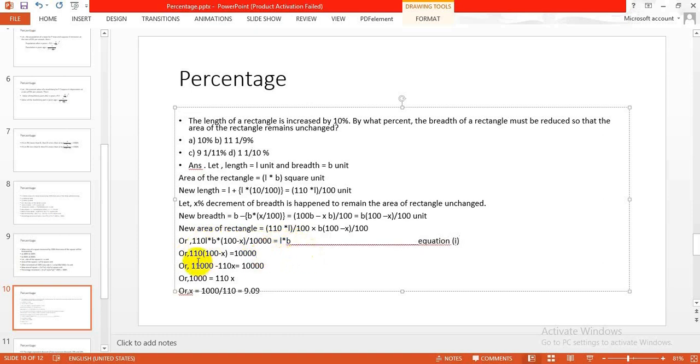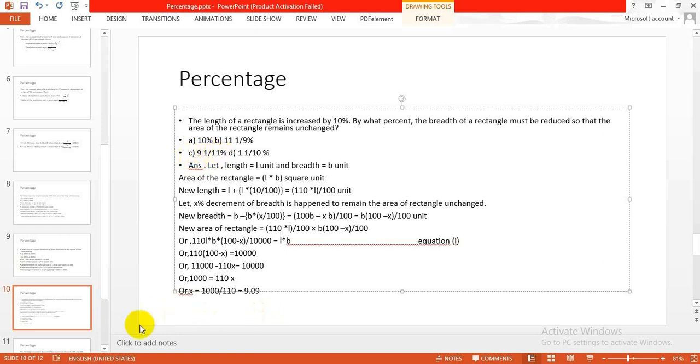Now 110 into 100 minus x equals 10,000. 11,000 minus 110x is equal to 10,000. 1,000 equals 110x. x is equal to 1000 by 110, equal to 9.09. That means the option is C, 9 whole and 1 by 11.